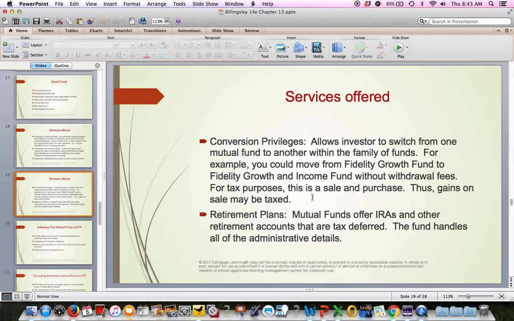And of course, they all offer retirement plans. If you buy a mutual fund through a retirement plan, you don't pay tax until you make a withdrawal. They kind of handle the administration for you, and that's really what a 401k is. If you get into a 401k where you work, the money you set aside, you choose what mutual funds it goes into, but because that's within the umbrella of a 401k, you do not pay tax until you retire and make withdrawals.